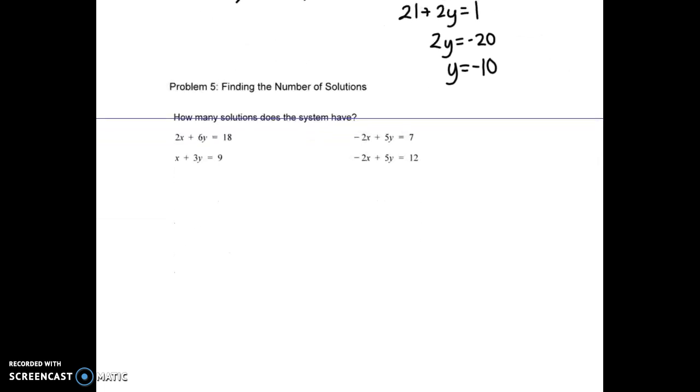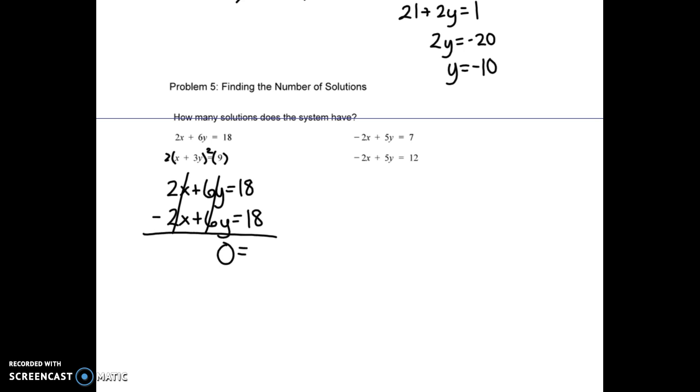Our last step, I've got 2, 6, 1, and 3. So I need to multiply one of them. I'm going to multiply that bottom equation by 2. So I've got 2x plus 6y is equal to 18, and 2x plus 6y is equal to 18. They're the same, so I'm going to subtract them. If I cross them out, I have a 0 left on this side. 18 minus 18 is 0. 0 is equal to 0, that's true. So this is infinite solutions.